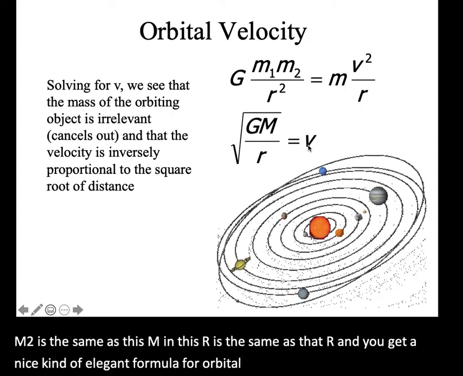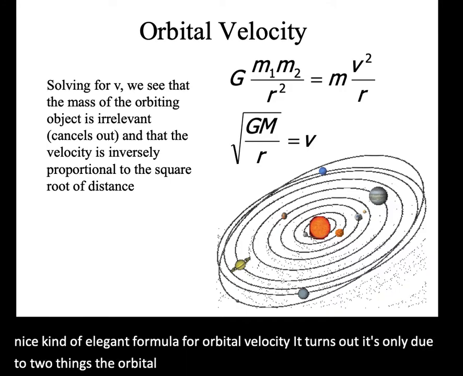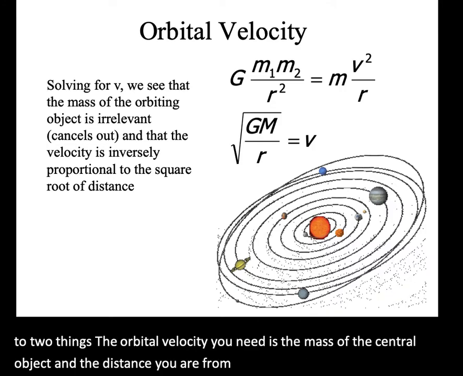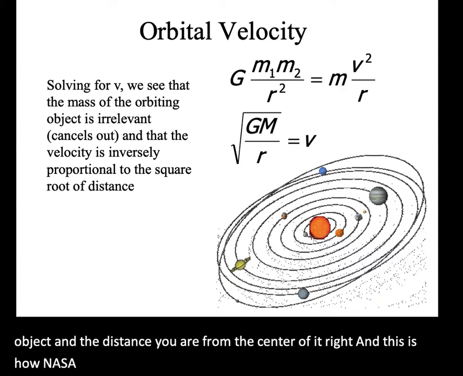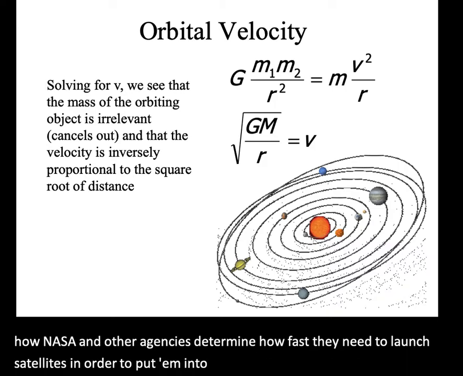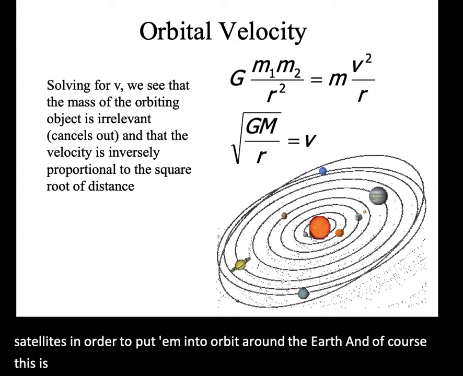It turns out it's only due to two things. The orbital velocity you need depends on the mass of the central object and the distance you are from the center of it. This is how NASA and other agencies determine how fast they need to launch satellites in order to put them into orbit around the Earth. And of course, this is the equation that explains Kepler's second and third laws.